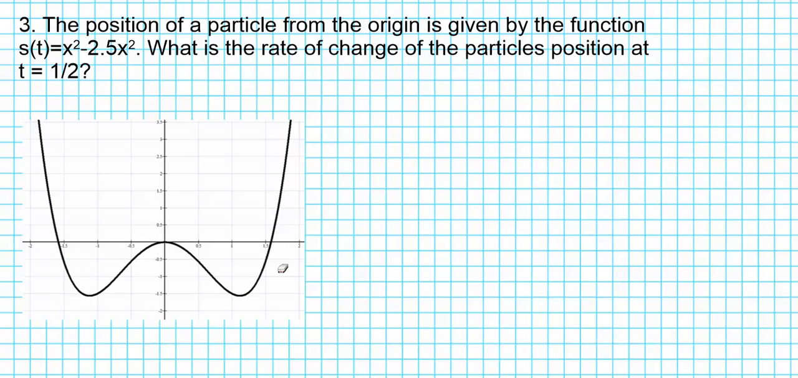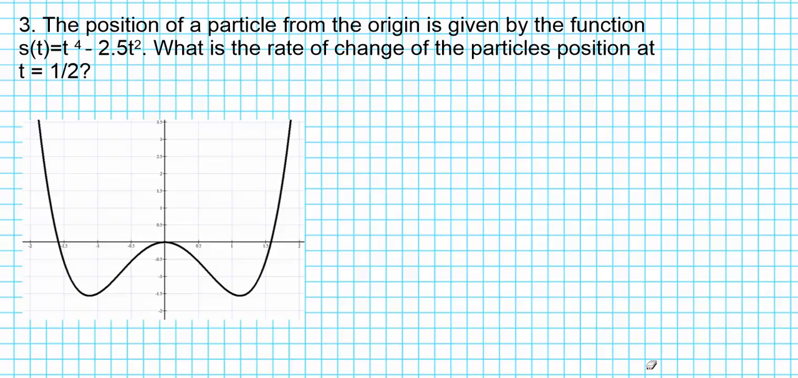Okay, let's take a look at question 3. It says the position of a particle from the origin is given by the function s of t equals t to the fourth minus 2.5 t squared. What is the rate of change of the particle's position at t equals 1/2? We're asked to find the rate of change. What is the rate of change? The rate of change is the slope. We're looking for the slope at t equals 1/2, which is the slope of the tangent line at t equals 1/2.